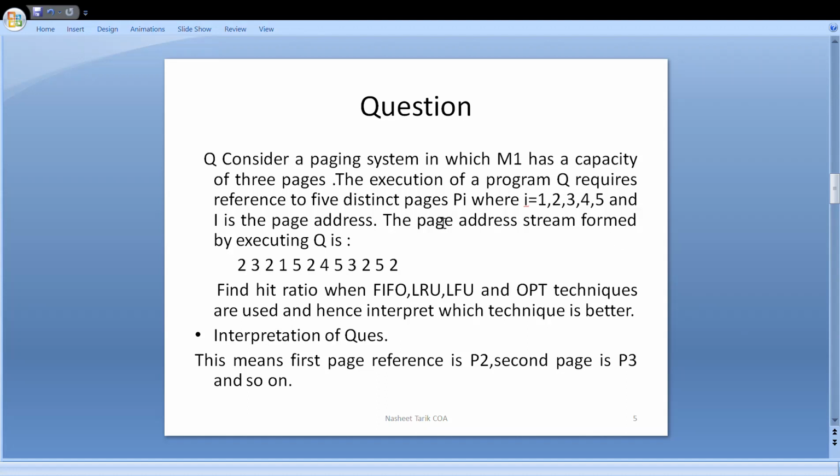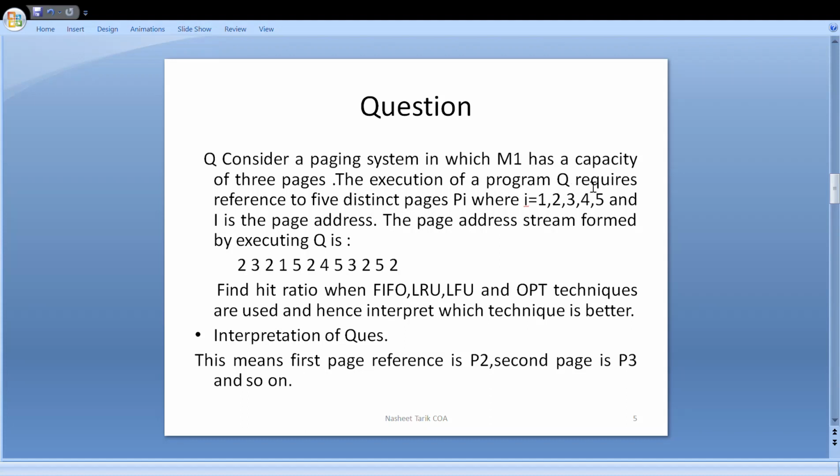Now let us take a problem. We have a paging system in which M1 has a capacity of 3 pages. Here I am referring to M1 as main memory, and the lower level memory as virtual memory. It could be taken as cache memory and main memory also. In that case, cache will be M1 memory and lower level memory will be main memory. So I am taking main memory as M1 and virtual memory as lower memory.